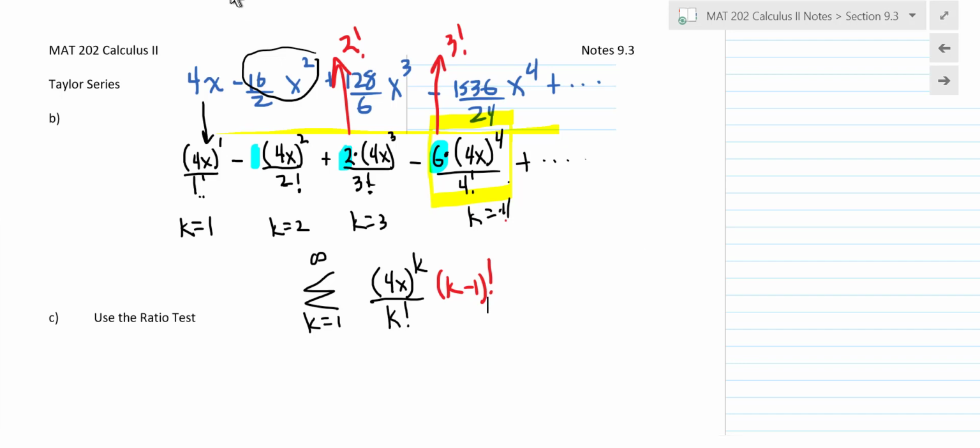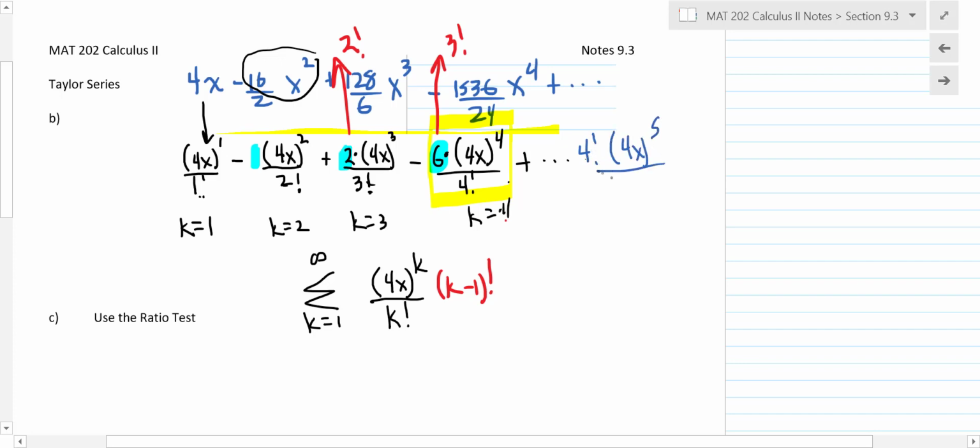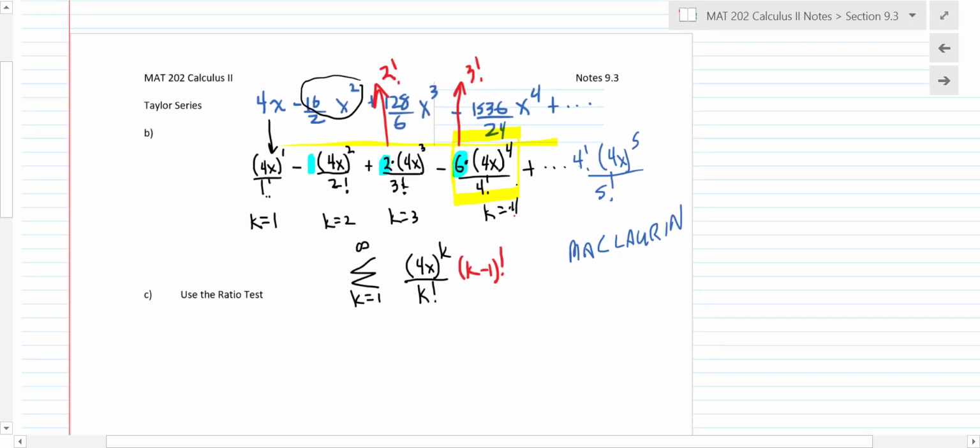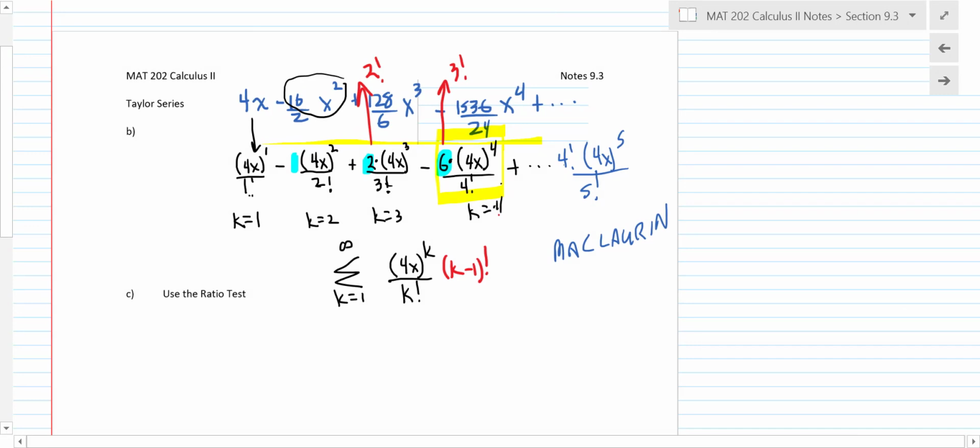If you go to the next term, you would have 4 factorial, 4x to the 5th over 5 factorial, and so forth, right? So everything matches: 4x to the k over k factorial, but then that number is always 1 less than k. Does that make any sense? That is the series. That is the Maclaurin series right there. That's the other thing I want you to be able to do. Generally, you can go through and look for a pattern like that.